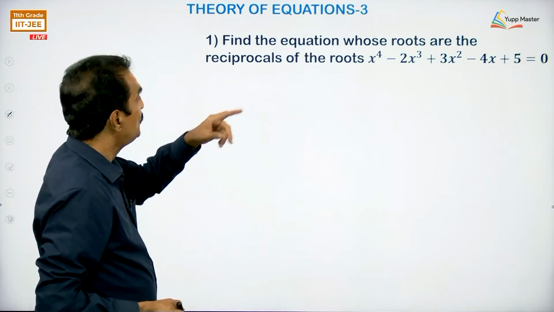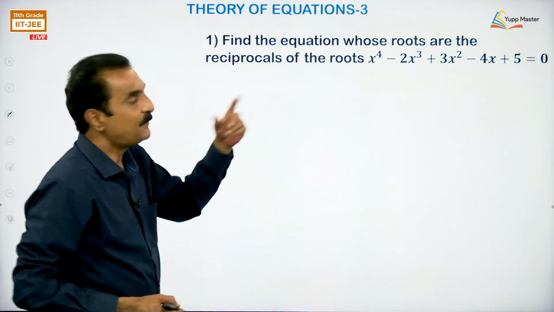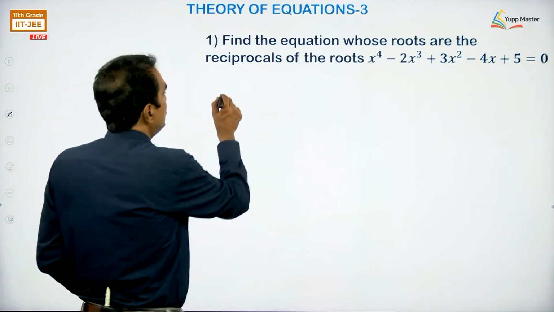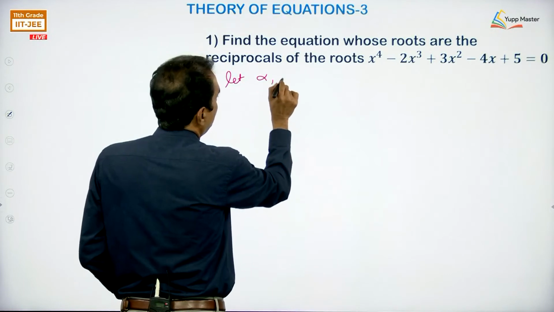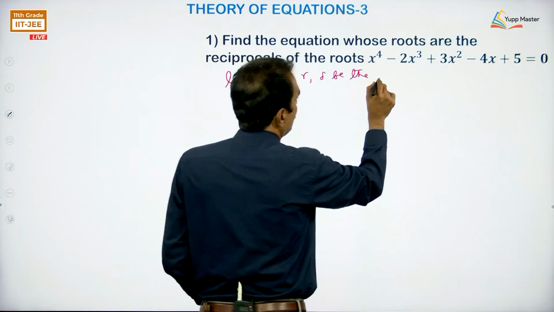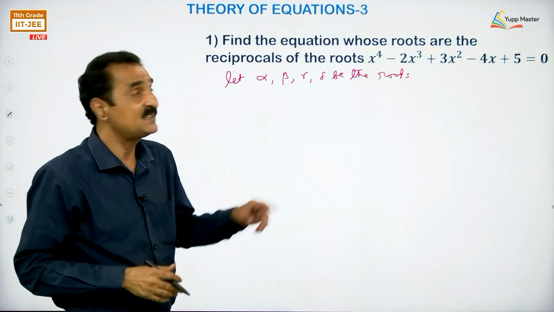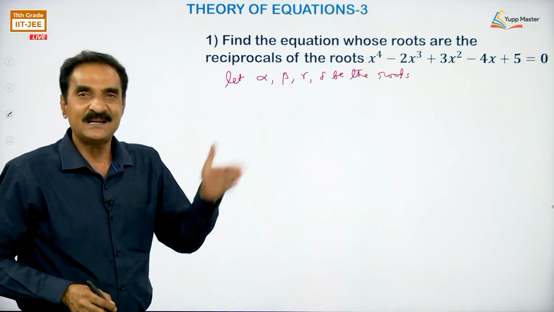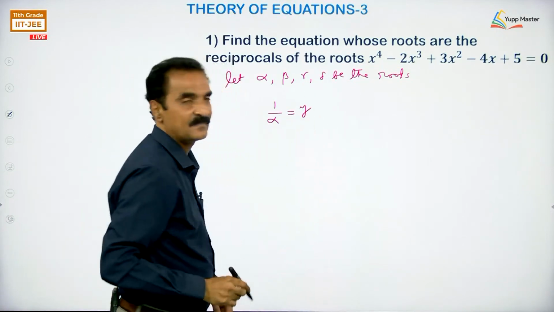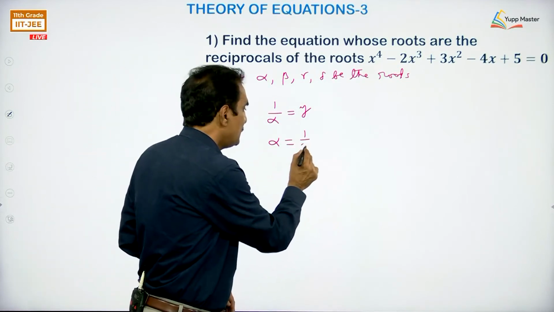Find the equation whose roots are the reciprocals of the roots of this equation. It is a fourth degree equation. It will have 4 roots, maybe real or imaginary. Let alpha, beta, gamma, delta be the roots. Now we want the equation whose roots are reciprocals of these 4. So take reciprocal of one of them as y. Then calculate the old root. Old root alpha is equal to 1 by y.